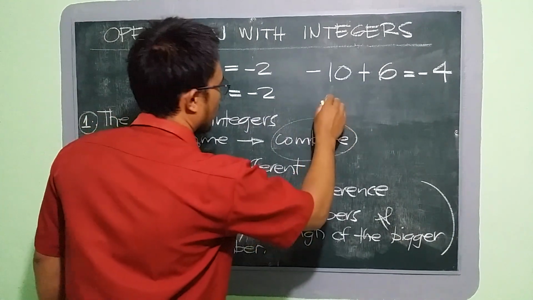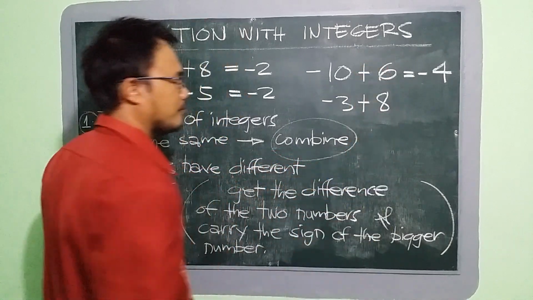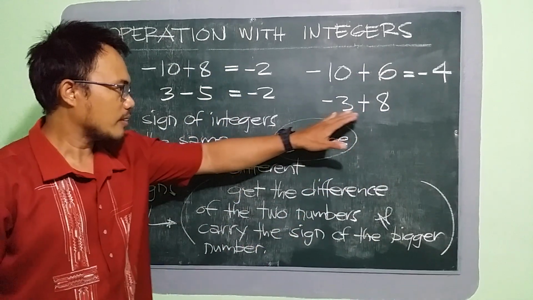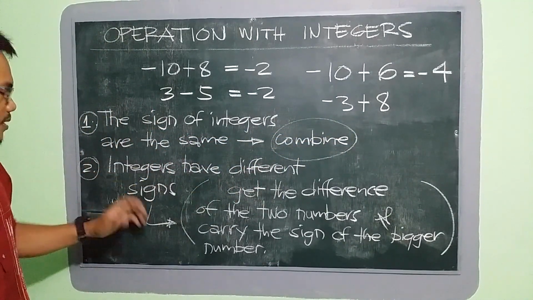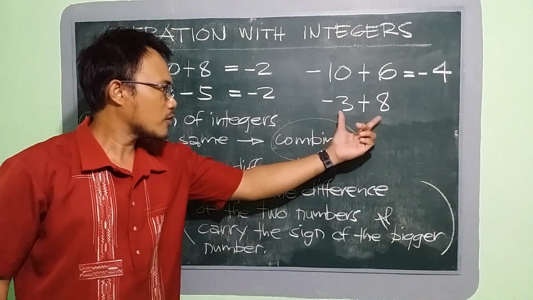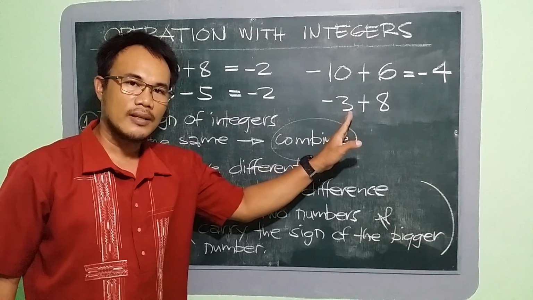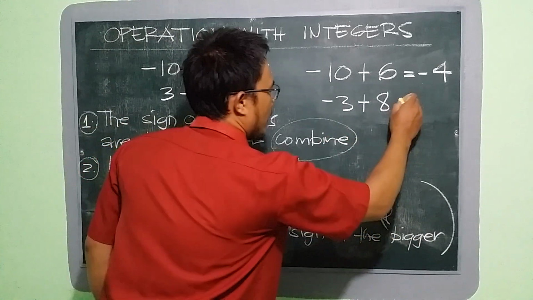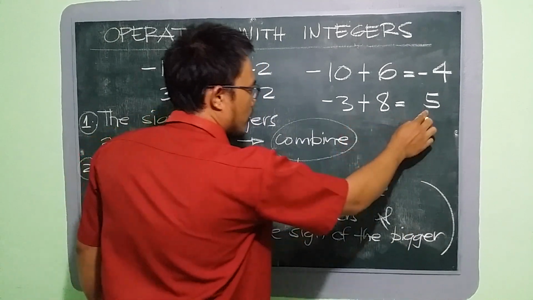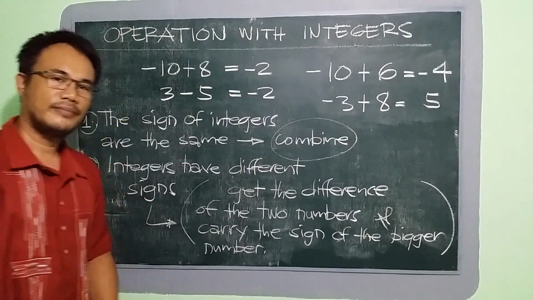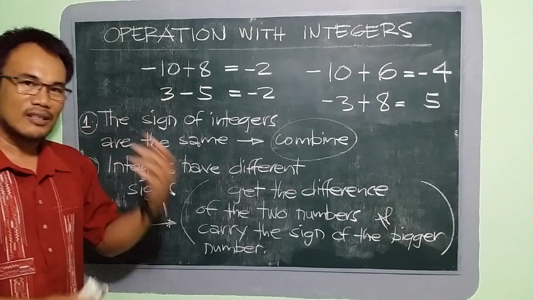Last example. Negative 3 plus 8. So 3 is negative and 8 is positive. Based on our rule, if integers have different signs, get the difference between the two numbers. So we have 8 and 3. The difference between 8 and 3 is 5. Since the sign of the bigger number 8 is positive, therefore the answer is positive 5. I hope that those examples enlighten you.